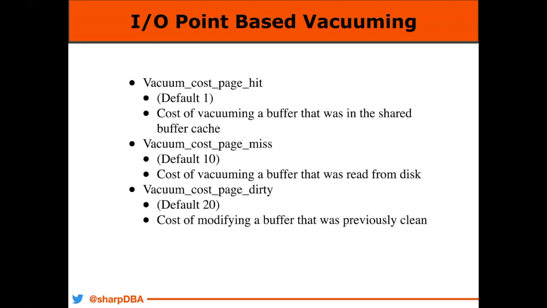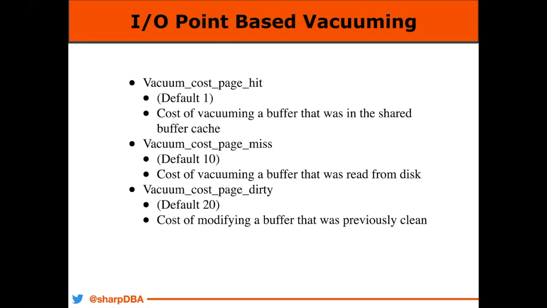So by adjusting the values for these and reassigning points, I wouldn't do this. This is a little bit absurd, but let's say you wanted there to be a higher penalty for vacuuming a buffer that is in the shared cache. You could set that to like 20 or something, and then vacuum is going to stop a lot sooner when it's doing normal activity, because most of your vacuuming activity should be buffers that are in shared buffer cache.